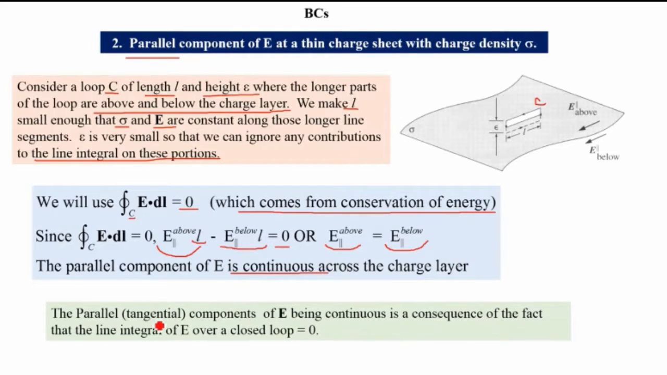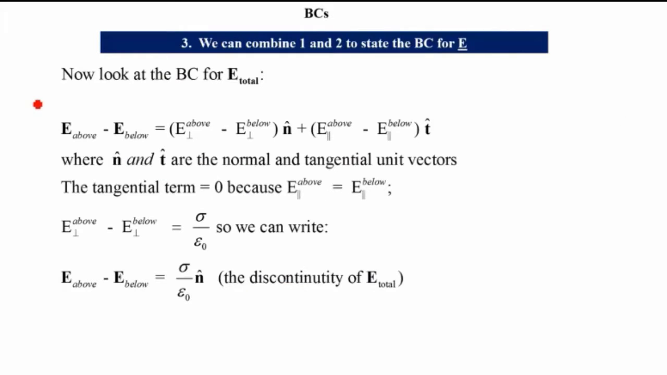So this is restating it. The parallel or tangential components of E being continuous is a consequence of the fact that the line integral of E over a closed loop is 0. So all of this boundary condition results depends on fairly fundamental laws that we've already discussed. So now let's combine these two boundary conditions.